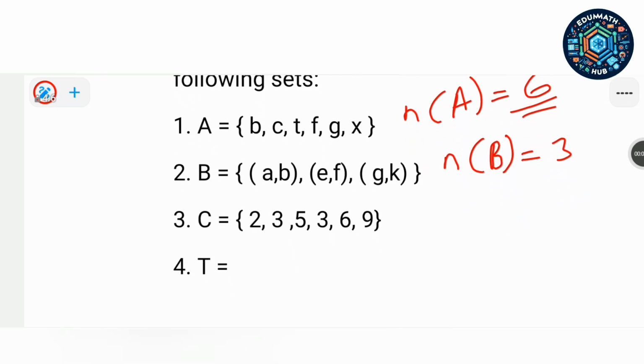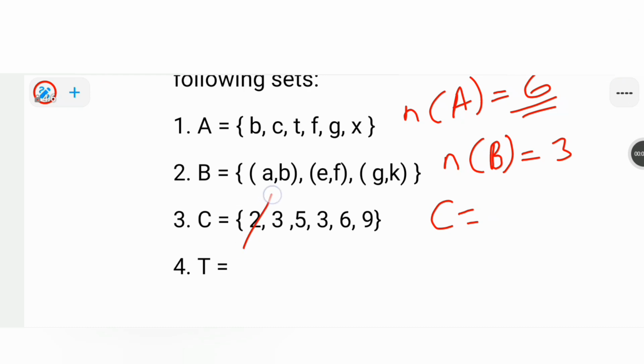So for this next case, this is set C. We are told that set C is 2, 3, 5. So don't count this one again. You've already counted it because this is 3 here. Then you have 6, 9. So the number of elements in set C will be 5: 1, 2, 3, 4, 5.